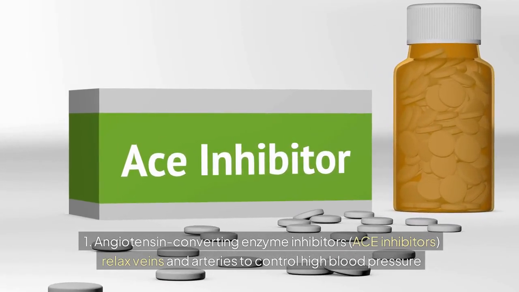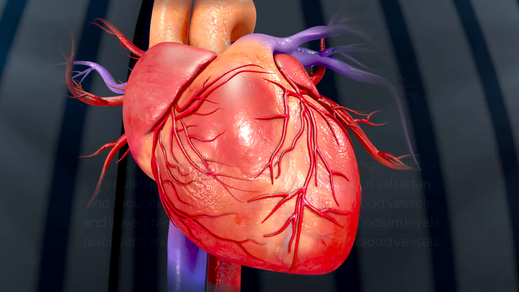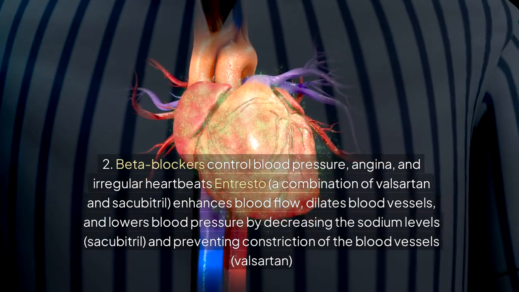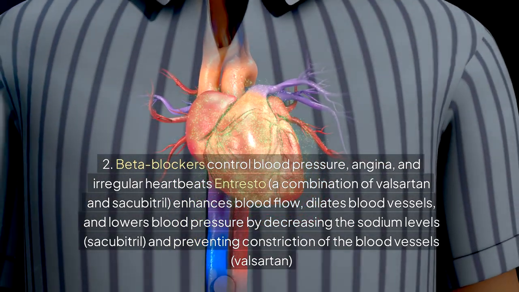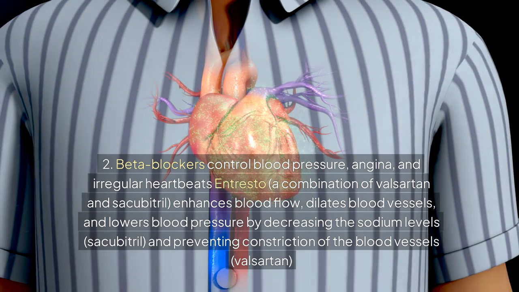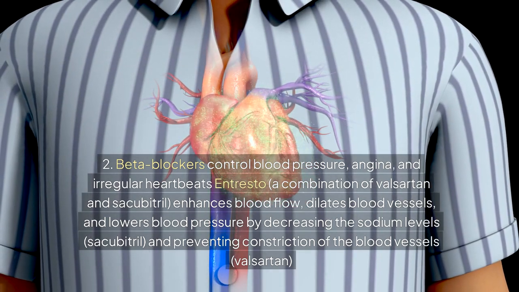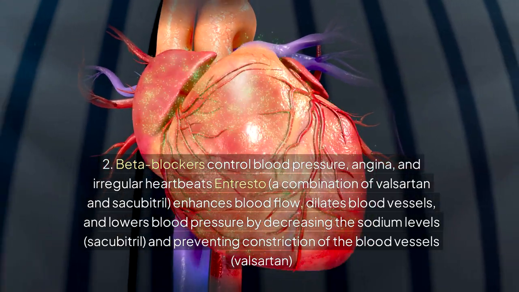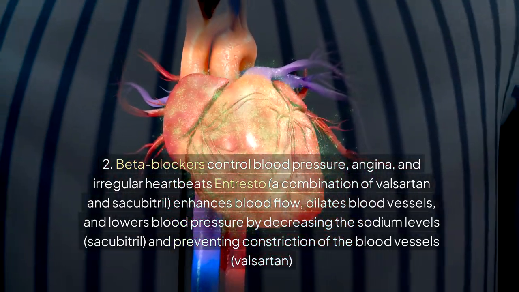relax veins and arteries to control high blood pressure. 2. Beta blockers control blood pressure, angina, and irregular heartbeats. 3. Entresto, a combination of valsartan and sacubitril, enhances blood flow, dilates blood vessels, and lowers blood pressure by decreasing the sodium levels, sacubitril, and preventing constriction of the blood vessels, valsartan.